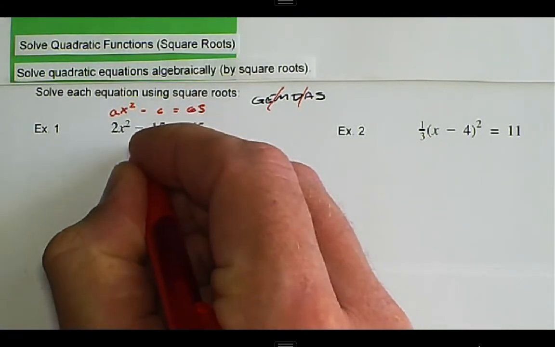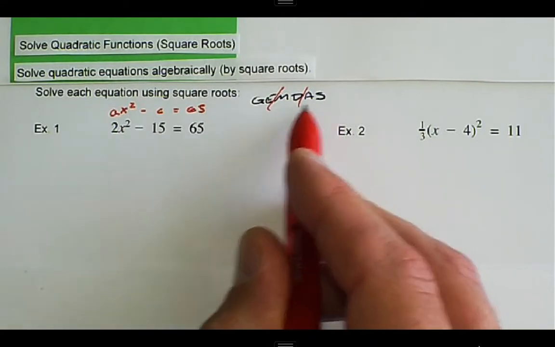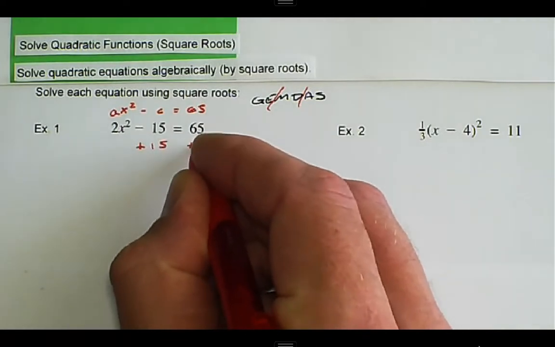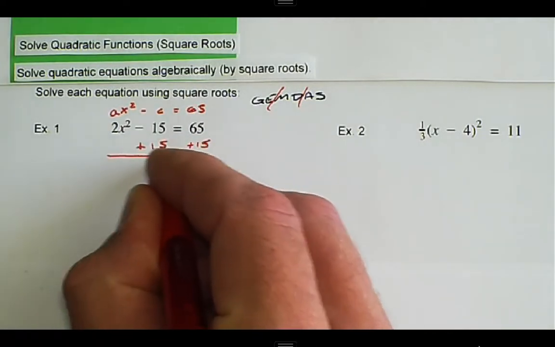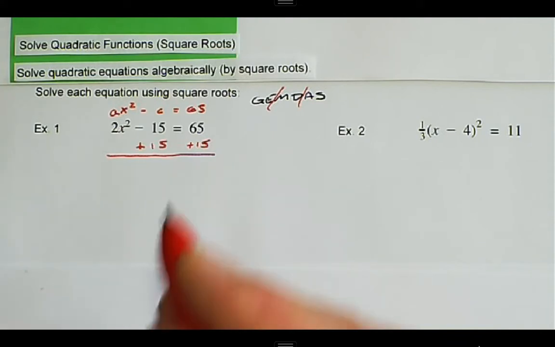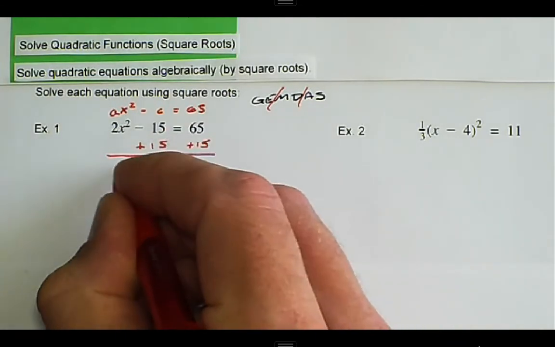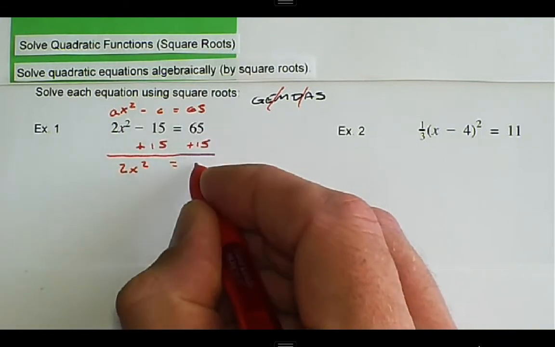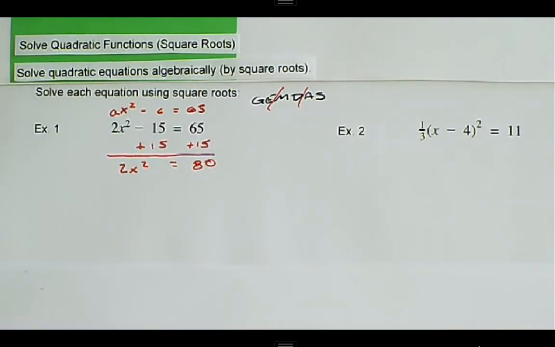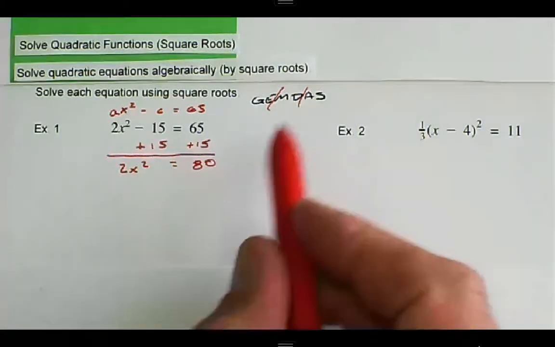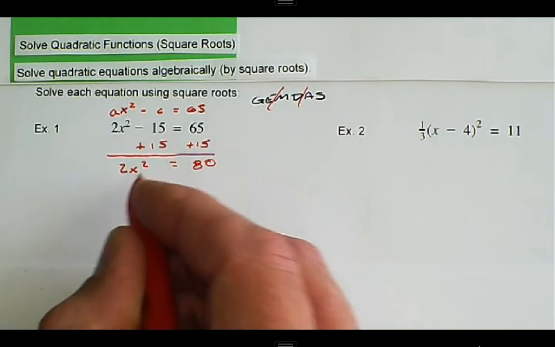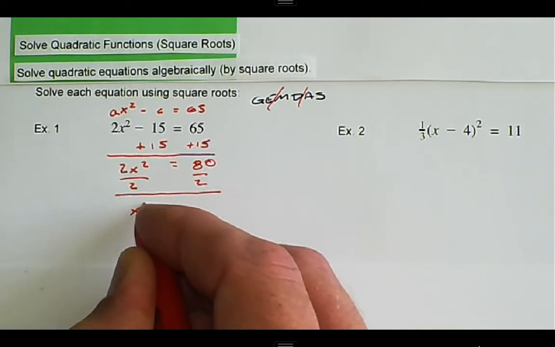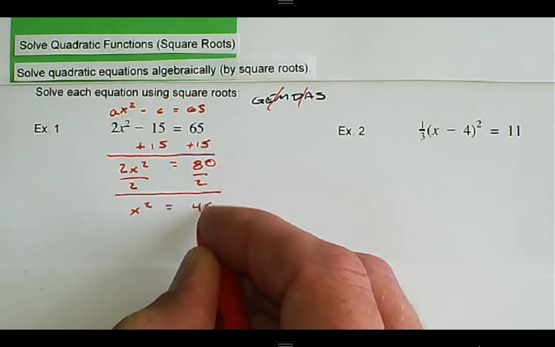So the first thing we do is we go to GEMDES, add and subtract. So we see subtraction, inverse operation is add 15. And then that crosses out, and we're left with 2x squared is equal to 80. And so we don't have any more addition and subtraction. Then we go to multiplication and division. Then we can divide by 2. And then we get x squared is equal to 40.